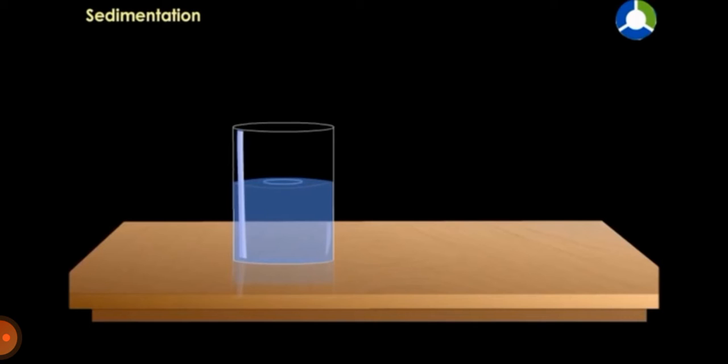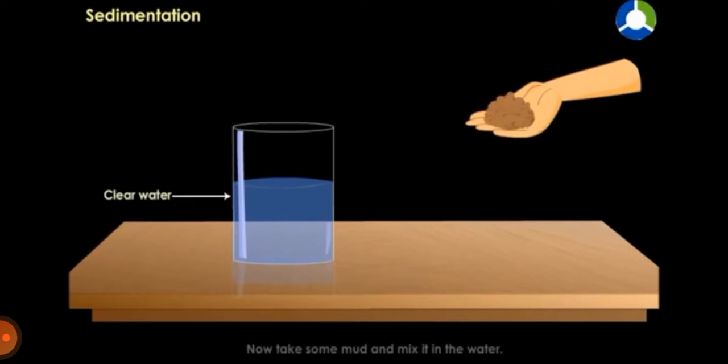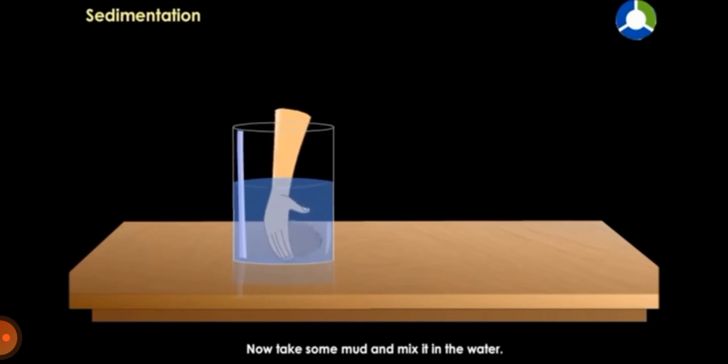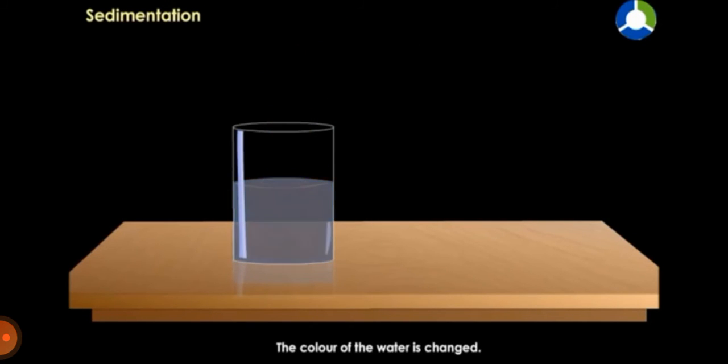Sedimentation. Take some clear water in a beaker. Now, take some mud and mix it in the water. The color of the water is changed. Keep it undisturbed for some time.